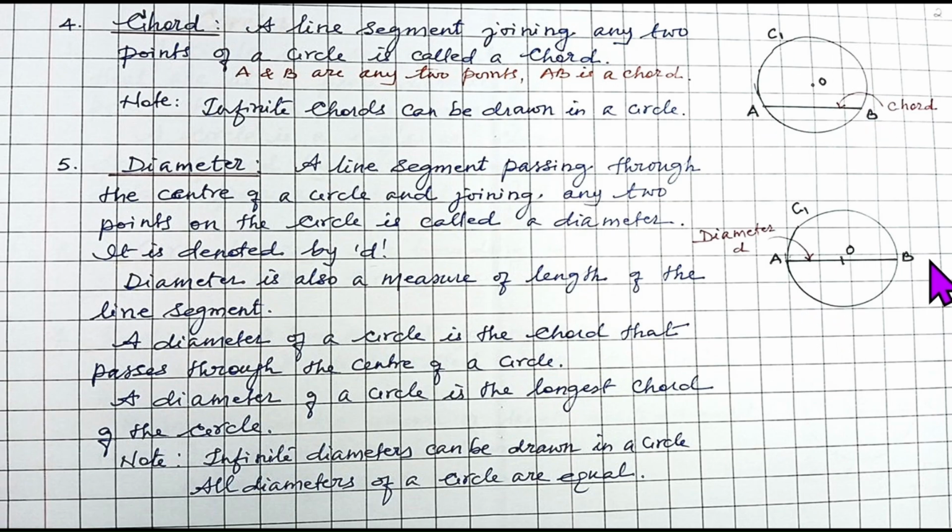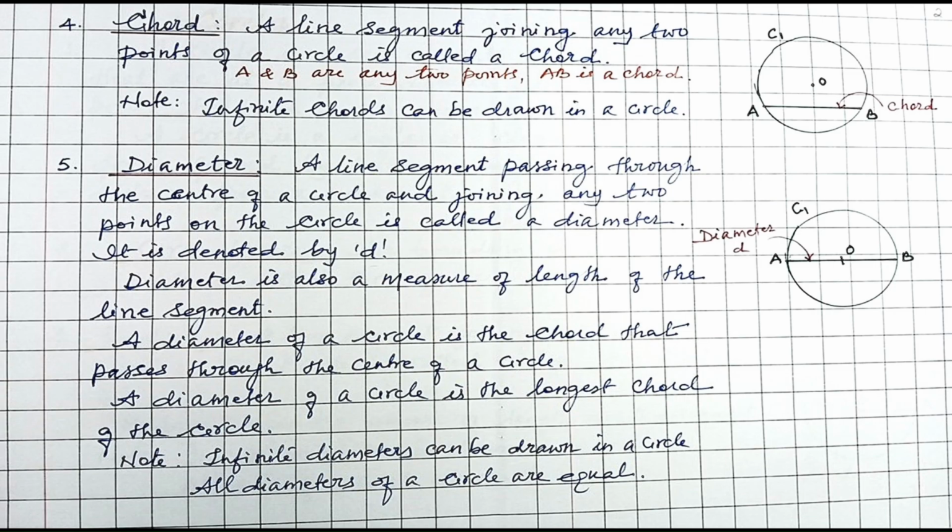A diameter is also a chord. Rather, a diameter is the longest chord. A chord which passes through the center of the circle is known as diameter, or the longest chord of a circle is known as diameter. Infinite diameters can be drawn, as infinite chords can be drawn in a circle. So remember, diameter is the longest chord, or a chord that passes through the center of the circle is known as diameter, and that is what is about a chord.